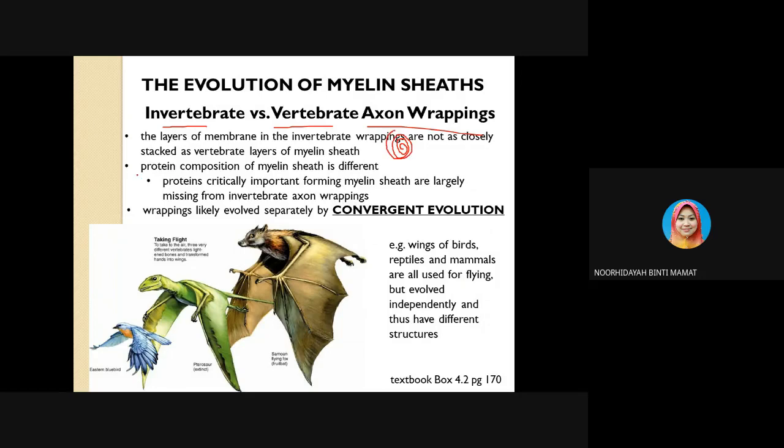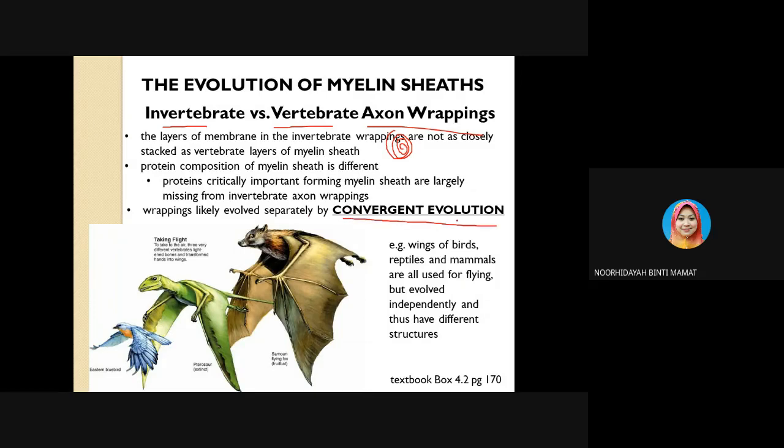So the protein composition of myelin sheath is different. The proteins that are critically important for forming myelin sheath are largely missing from the invertebrate axon wrapping. In the vertebrate they have these proteins. And the wrapping likely evolved separately by convergent evolution.